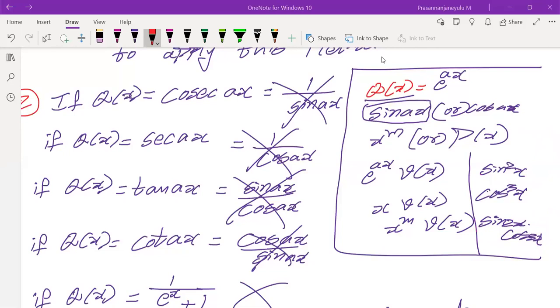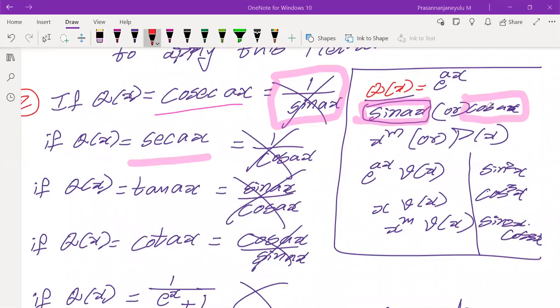But here, observe the cases which are available in note 2. If q of x is cosecant ax, how can we write cosecant ax? As 1 by sin ax. Then can I apply type 2? Yes or no? No, because type 2 is applicable only if q of x is sin ax, that means sin ax is in the numerator. If sin ax is in the denominator, then we should not apply. In the same manner, if it is secant ax, 1 by cos ax, cos ax is in the denominator, so we should not apply.